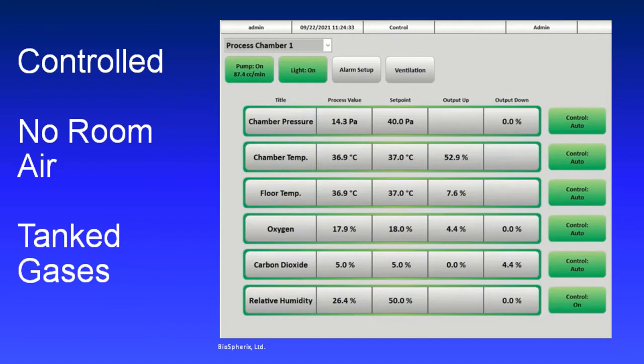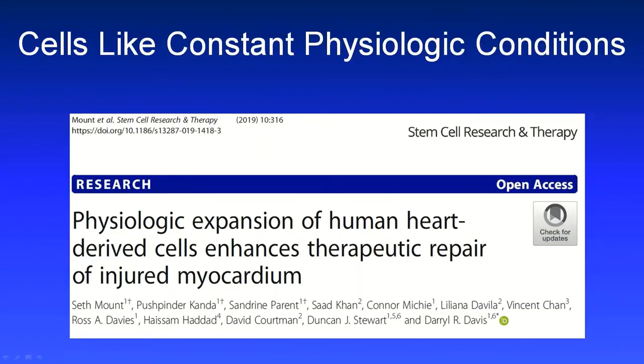Because in a BSC or a traditional isolator or in a RABS unit, you only have filtered room air. You don't have control of any of these parameters. Now, cells really like constant physiologic conditions. We see this time after time after time in all different types of cells. And I have over 3,000 customer publications that we've gathered proving this.